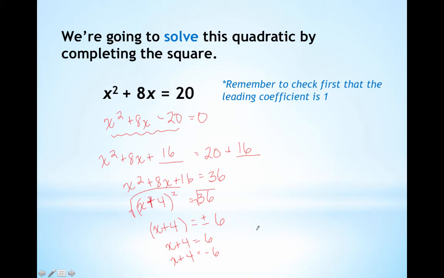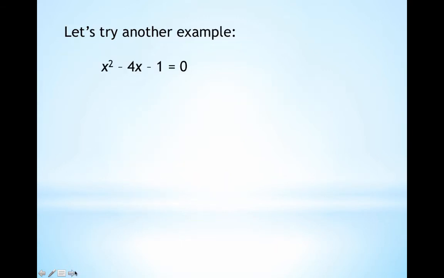So here, what are my x values? Subtract 4. I get x equals 2. Subtract 4, or x equals negative 10. So those are my two zeros, or solutions to my quadratic. Okay? Let's try that again.